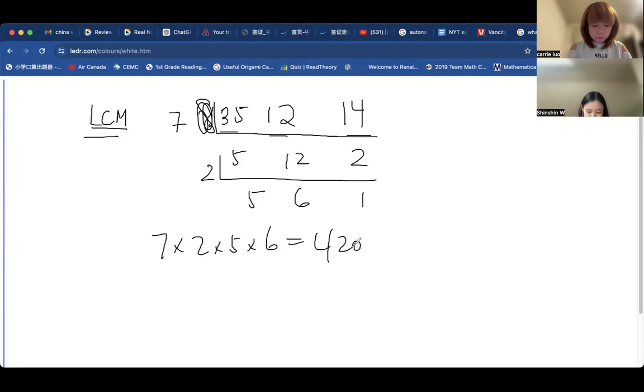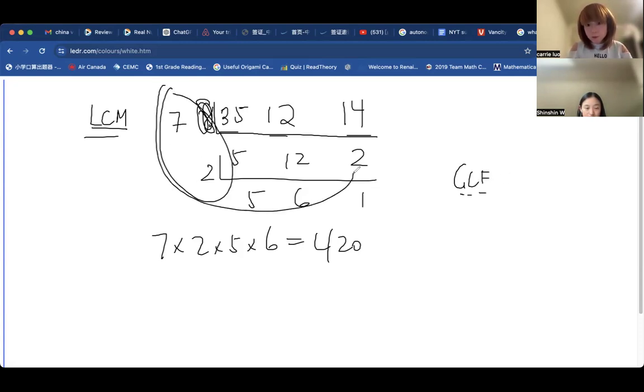For the GCF, like finding the GCF, or is it just like the shared primes? GCF is the greatest common factor. Can you repeat your question? After you prime factorize it, is it just all the shared primes multiplied together? Greatest common factor is just this part. And lowest common multiple is all the parts.